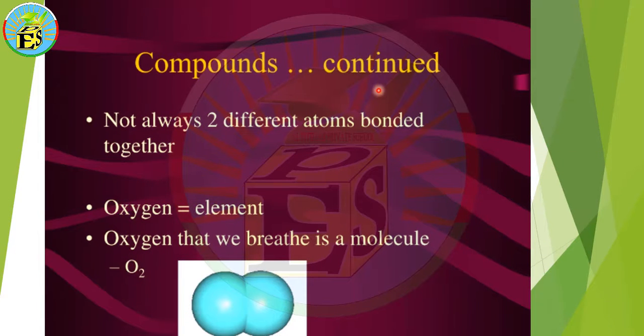Compounds are not only made of two different atoms bonded together. Oxygen is an element, and the oxygen that we breathe is molecules of O2. So a molecule may have the same type of atoms, two of the same atoms combined to each other to make a molecule. All gases exist as molecules, not as free atoms.